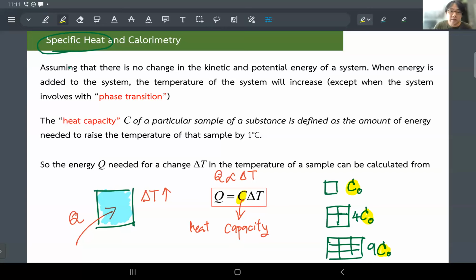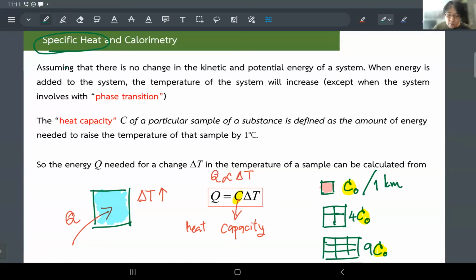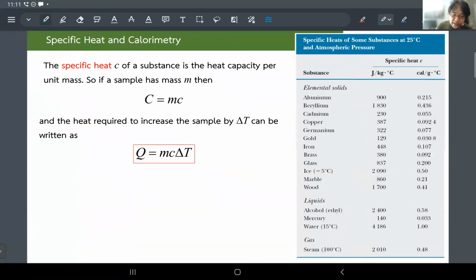So why don't we just say, what is the ability of water to store some energy? So what you do is, okay, let's do per unit of water. All right, so let's do the capacity per 1 kilogram, per kilogram. And later, if you bring in 4, you just multiply by 4. If you bring in 9, you multiply by 9. Does that make sense? All right. So that's why we're defining specific heat. It's the heat capacity per kilogram of that substance.